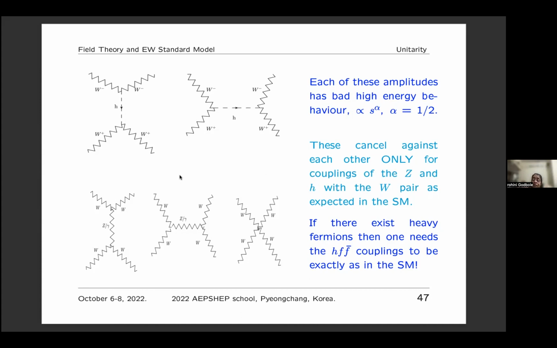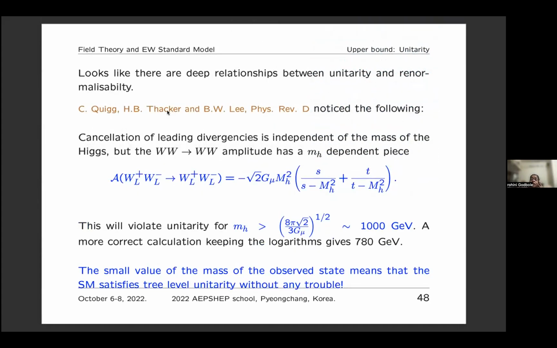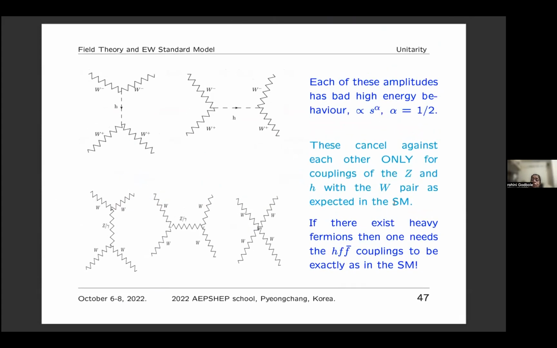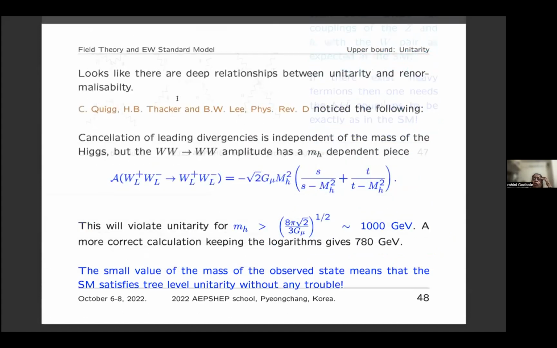So now Thacker and Lee, again the same Benjamin Lee that I referred to earlier, who actually had a very untimely death when he was young. So Benjamin Lee, again with Quigg and Thacker, saw that, yes, let me look at this a little bit more, because these couplings of the ZWW in the SU(2) cross U(1)_Y and the Higgs couplings to the WW are what are predicted by the gauge structure and by demanding renormalizability. So maybe there is a connection between unitarity and renormalizability.